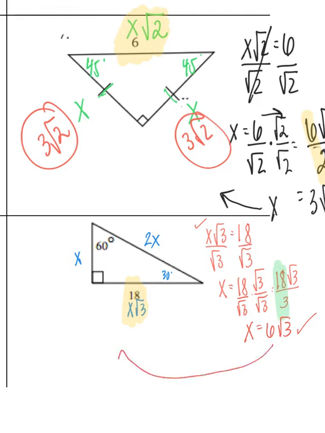So we'll now take it back to the problem, and wherever we see x, we will plug in a 6 square root 3. So that means our short leg is 6 root 3, and our hypotenuse is double that, so it's 2 times 6 root 3. When you're simplifying that, these coefficients out in front would multiply, so you get 12 root 3 is your hypotenuse length.